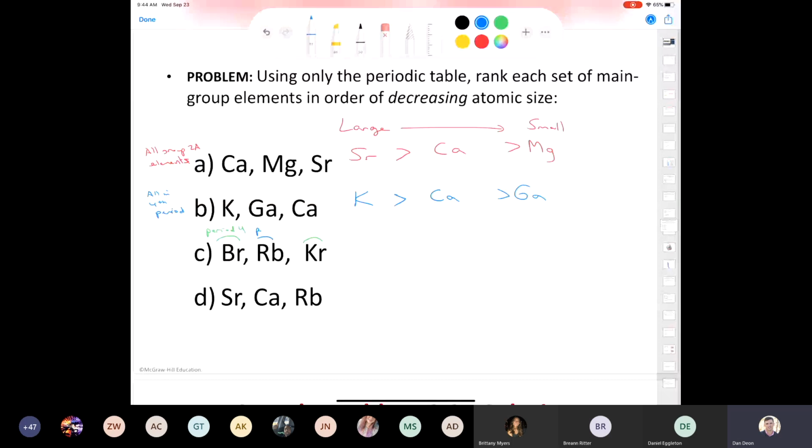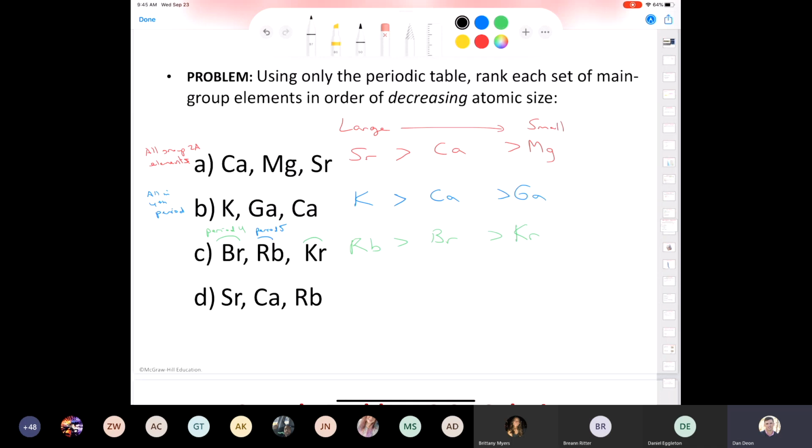Rubidium is also far on the left-hand side of the periodic table, so it's going to be by far the biggest. We'll put rubidium first. Then if we compare bromine and krypton, which both have a lower principal quantum number than rubidium, which one of those is going to be smaller? Well, it's going to be the noble gas because it's further to the right side. It feels more of the effective nuclear charge. And so krypton is going to be the smallest one, and then we'll put the bromine in the middle like that.